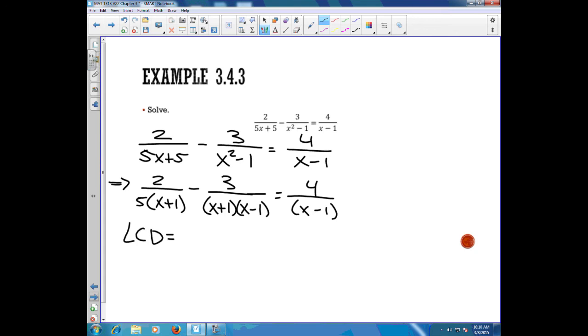Well, the least common denominator is going to include one of every factor. And so we get 5 times x plus 1 times x minus 1. And that's our least common denominator. We're then going to multiply every term by that.